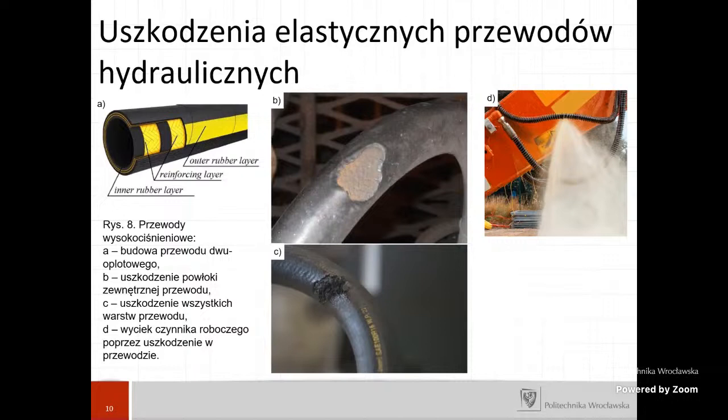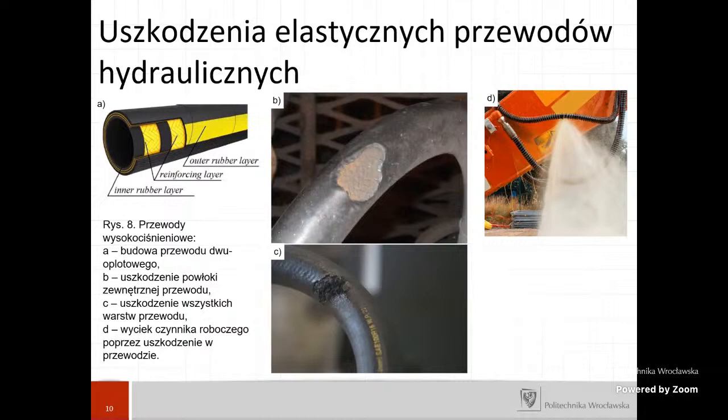Ogólnie budowa przewodu hydraulicznego jest tutaj pokazana w skrócie na tym schemacie. Mamy warstwę wewnętrzną, zazwyczaj z jakiegoś elastomeru, który odpowiada za szczelność tego przewodu, żeby czynnik nie wydostawał się na zewnątrz. Później mamy jedną bądź kilka warstw wzmacniających, oplot z drutów stalowych, albo z różnych tworzyw sztucznych: nylonowych, lnianych, mogą być też kewlarowe. I na zewnątrz mamy kolejną warstwę z elastomeru.